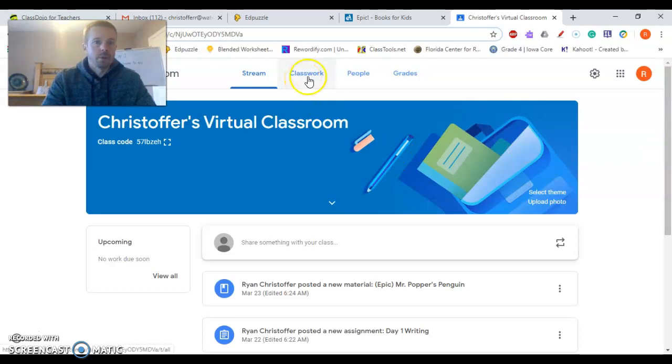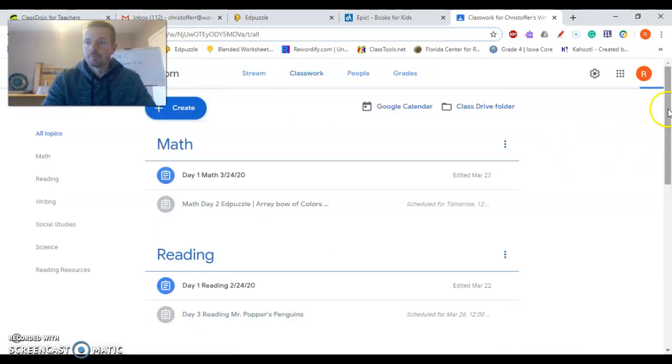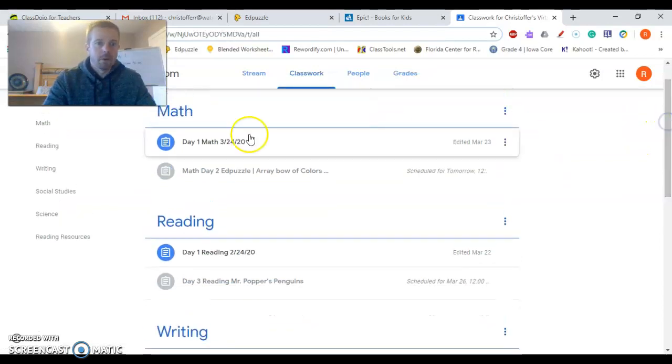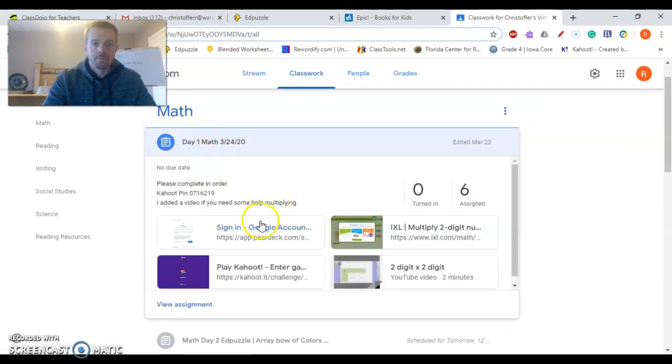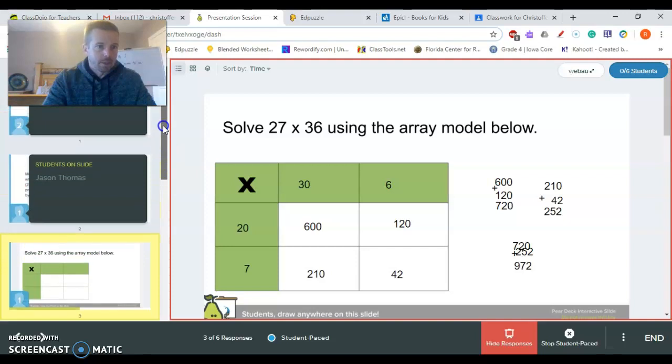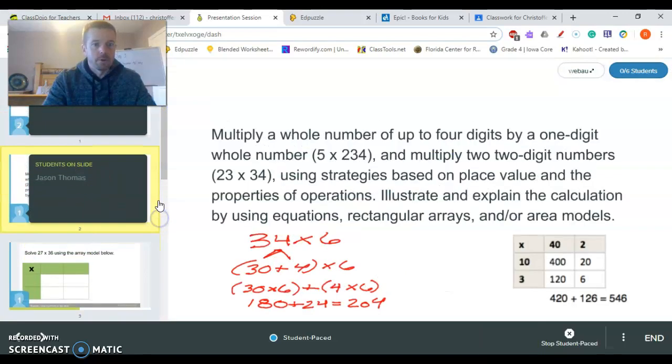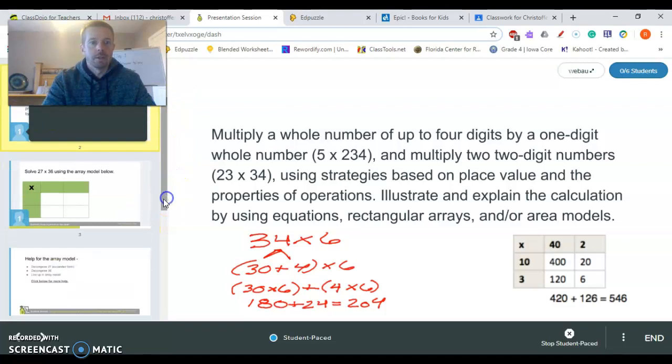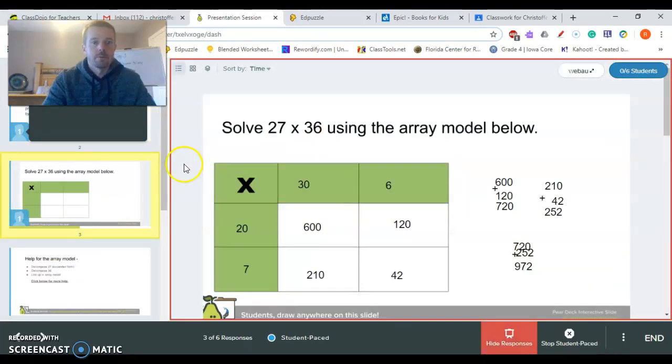After they have joined the classroom, all they have to do is click on classwork, and I'll go through the assignments for today. So in math, day one, first thing they'll do is they'll go to Pear Deck, which is going to look like this. And you can see I've already got a couple students. Jason Thomas is already on here, so awesome job, Jason. It's only 8:12 and he's already on. Good job. Okay, so then they'll come to this and it will go through some different slides. It'll tell them the objective of today. Today we're going to be working on multiplication using the array model.